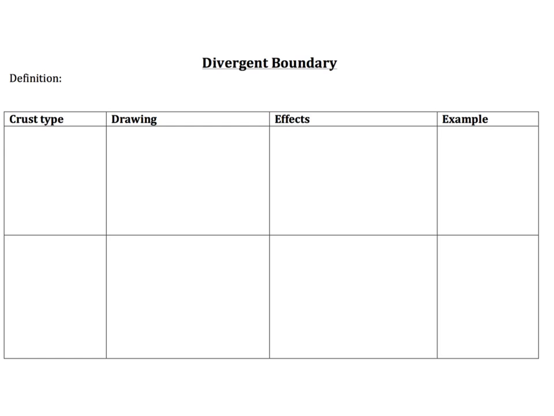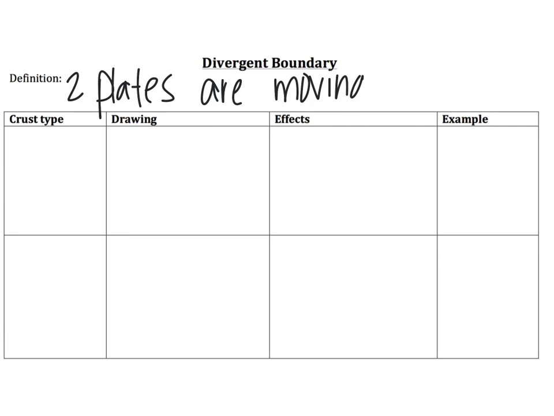So a divergent boundary, diverge means that the two plates are moving apart. And I like to draw that with just two little arrows. They are diverging away, moving away from each other.